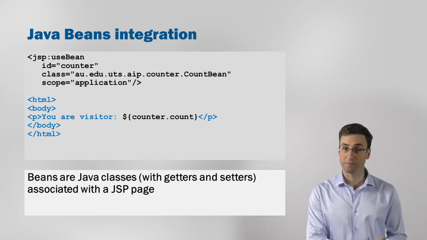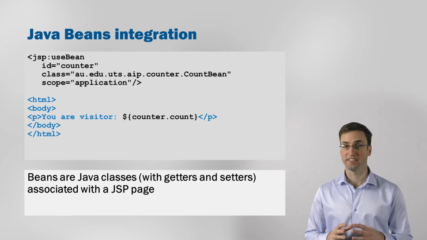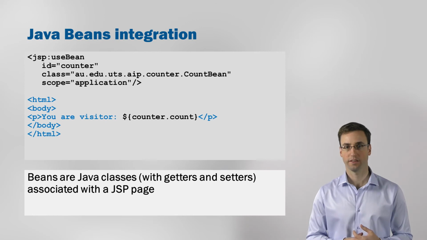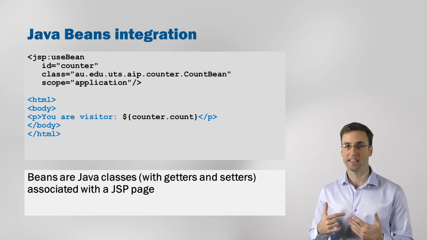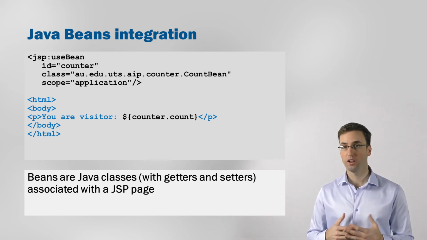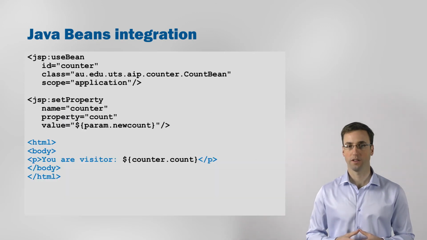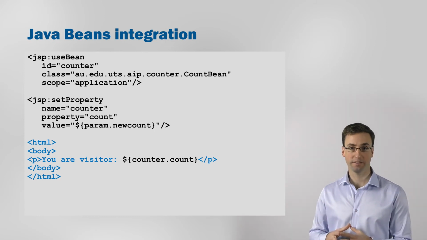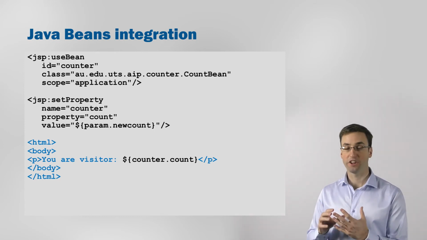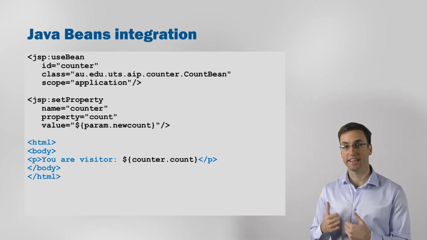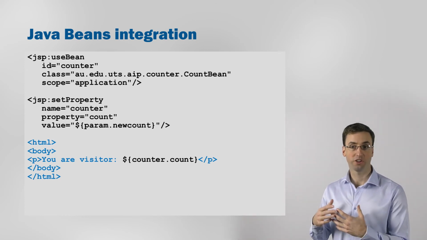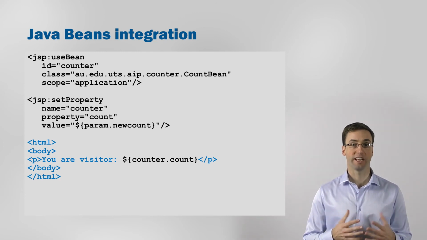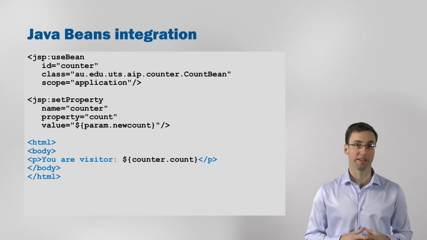Then, inside the HTML, the current value of the counter is inserted using expression language. This is the bit inside the $ curly braces. This expression gets translated into a getCount method call on the counter object. With Java Beans integration, you can create objects using JSP useBean. You can also set properties of that bean using JSP setProperty. Here, it calls setCount using the new count form parameter. Then expression language is used to retrieve the properties of the Java Beans.